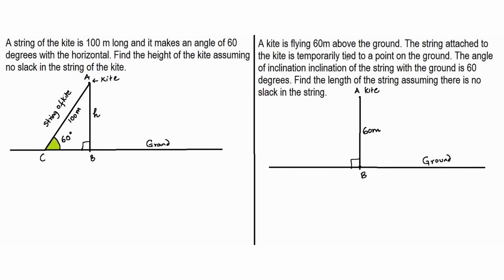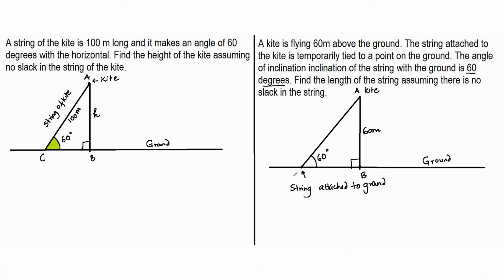A string attached to the kite is temporarily tied to a point on the ground. So this is the string attached and it is tied to a point on the ground. This point is where the string is attached to the ground. The angle of inclination of the string with the ground is 60 degrees. That means this particular angle, this is the angle of inclination of the string of the kite. This particular angle is 60 degrees. Find the length of the string.